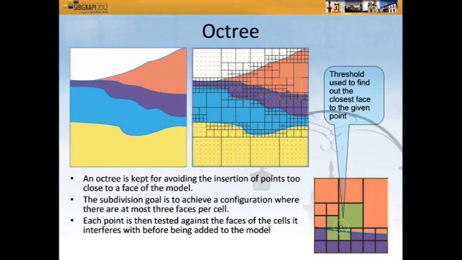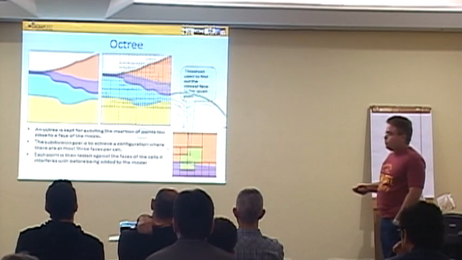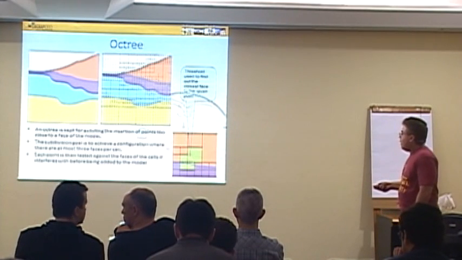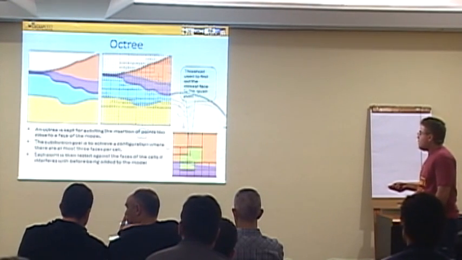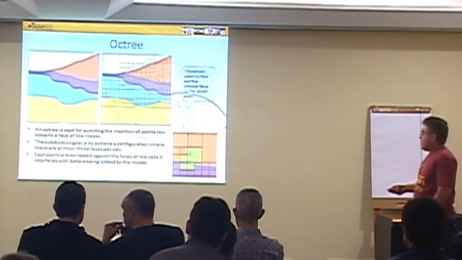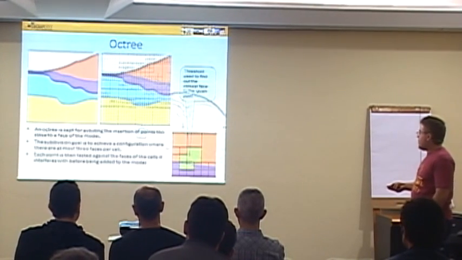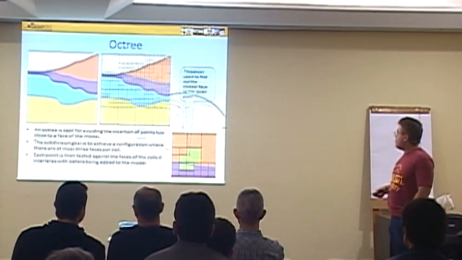We use an octree in order to avoid the insertion of a point very close to a face of the model, because this would generate a lot of bad-shaped tetrahedra, and basically our goal is to have a situation where there are at most 3 faces per cell. After doing that, each point is then tested against the faces of the cells it interferes with before being added to the model. And we have a threshold used to find out the closest face to the given point.